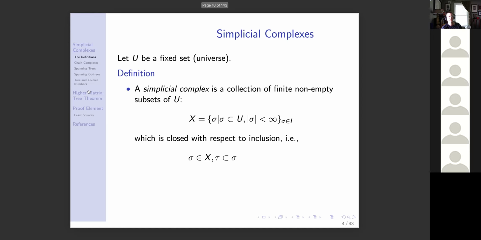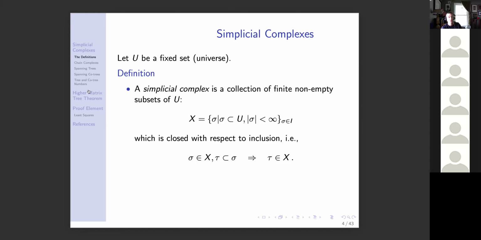That is, if you have an element sigma of X, this collection of finite sets, and you have a subset of sigma, then that subset is again in X. That's all that you demand. That's what a simplicial complex is. So a simplicial complex is a combinatorial object. It's just a collection of finite sets closed under inclusion. And this is really what's called an abstract simplicial complex, as opposed to a geometric simplicial complex.